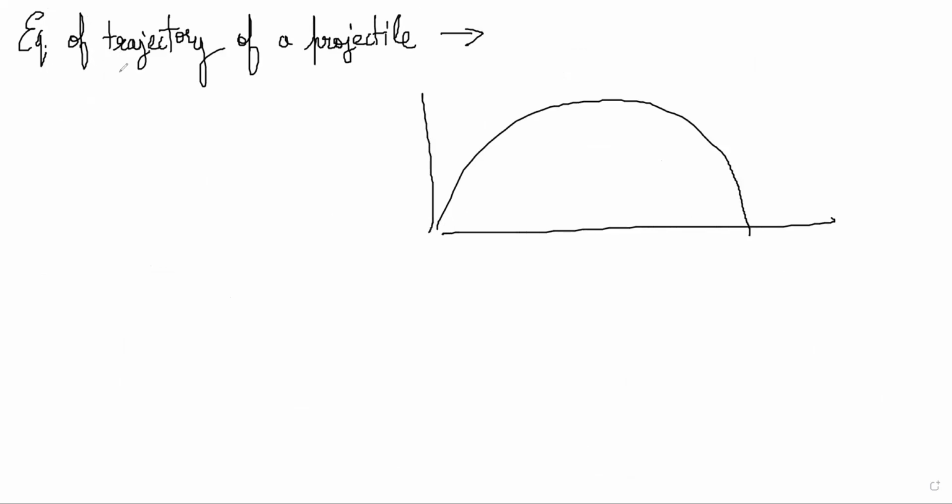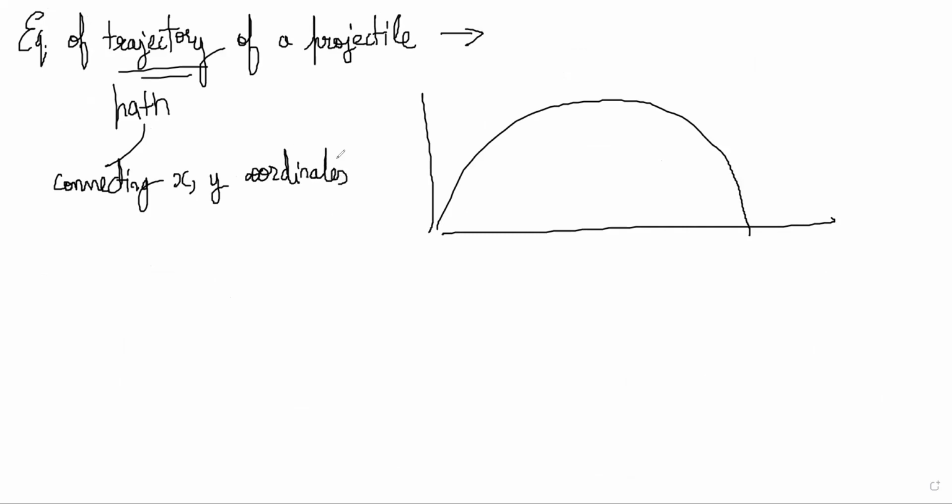Let's talk about the equation of the trajectory of a projectile. Okay, so trajectory of a projectile, what do you mean by a trajectory? A trajectory basically is an equation of the path. Trajectory means path, and basically it is connecting the x and y coordinates of the particle. So how can we do that? How can we find that equation which connects x and y?